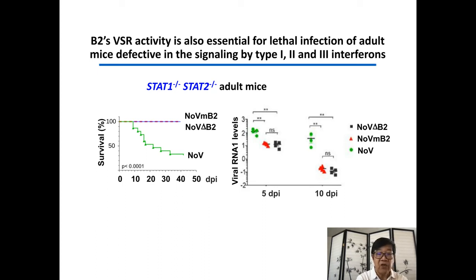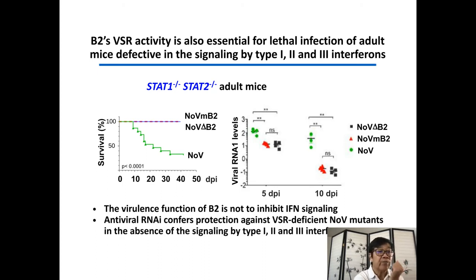So these results show that a functional B2 protein is required for lethal infection of adult mice defective in innate antiviral responses regulated by type 1, 2, and 3 interferons, further supporting the conclusion that B2 acts to suppress antiviral RNAi to promote infection, but not the interferon-regulated antiviral responses.